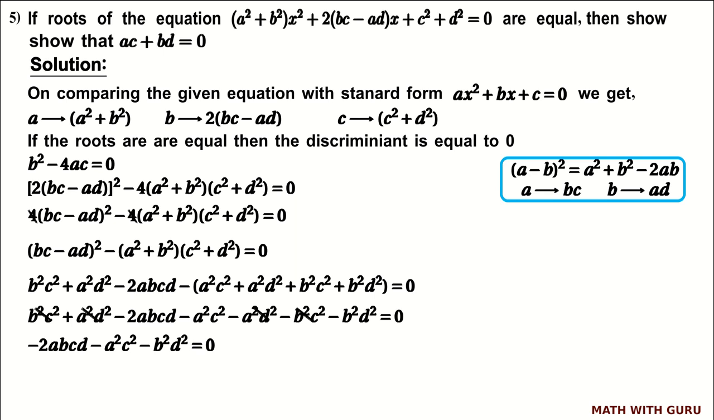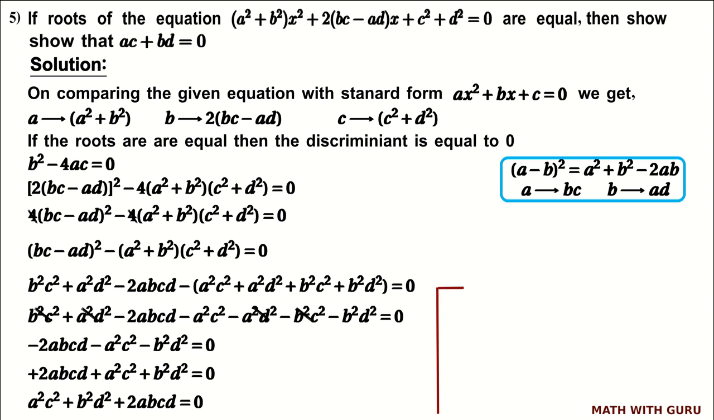Multiply the entire equation by minus 1. We get 2abcd + a²c² + b²d² equals 0. Rearranging the terms, we get a²c² + b²d² + 2abcd equals 0, that is (ac)² + (bd)² + 2 into ac into bd equals 0.